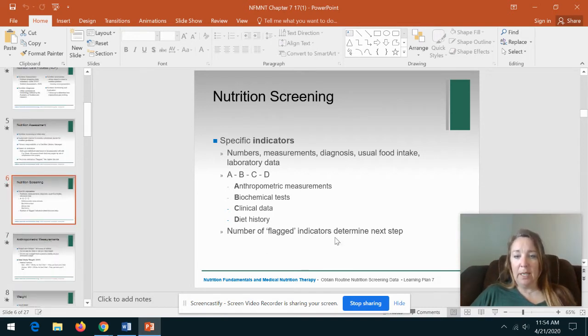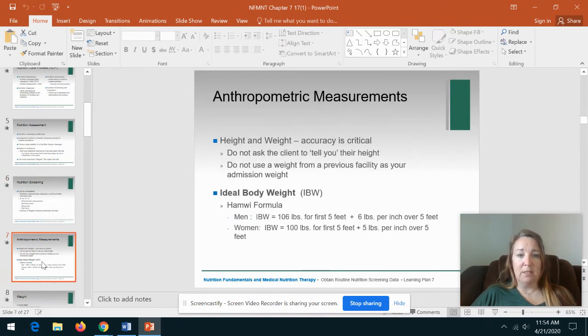Okay, so again, like I showed you on that nutrition screen form, the number of flagged indicators will determine the next step. Okay, so let's look at those anthropometric measurements. These are things that ideally we'll want to do ourselves so that we know that it's accurate. Okay, don't ask the client to tell you their height. We'll want to measure their height because again, we're doing calculations like BMI, and that is based on their height. Okay, so for instance, an elderly person that was 5'10" in their 30s or 40s, they have likely shrunk in their older age. So it's important that we do an accurate height.